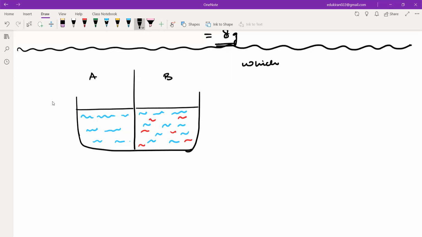Which compartment has higher vapor pressure? Answer me in chat, A or B. Which will have higher vapor pressure? Answer in chat, please.